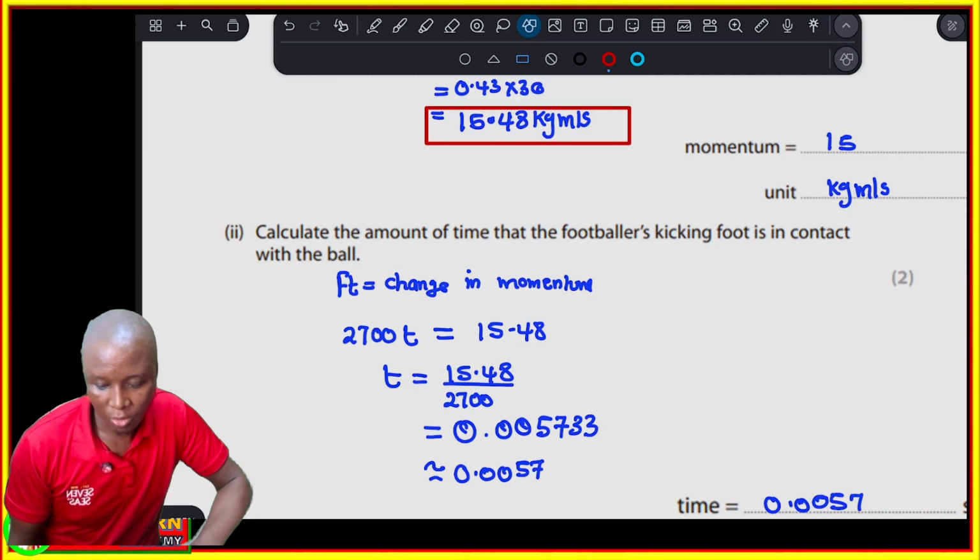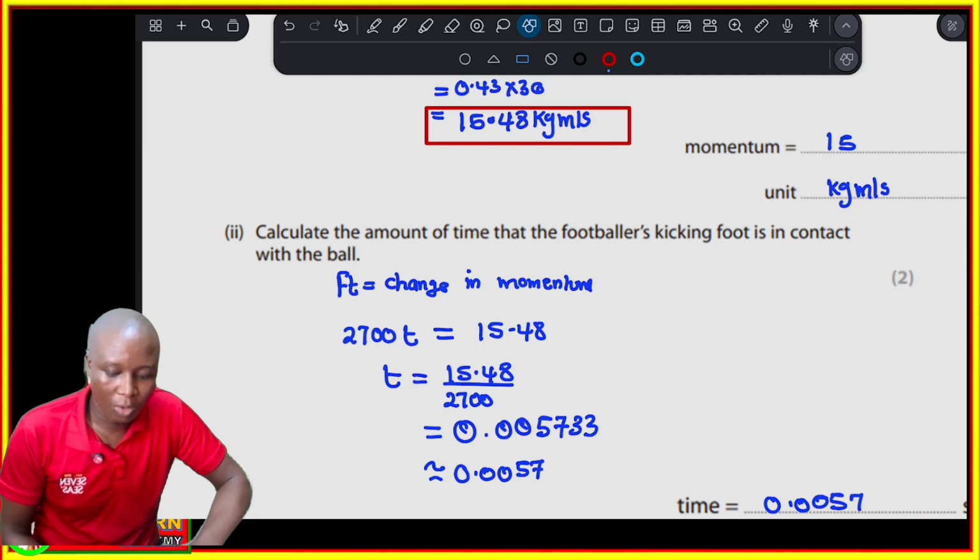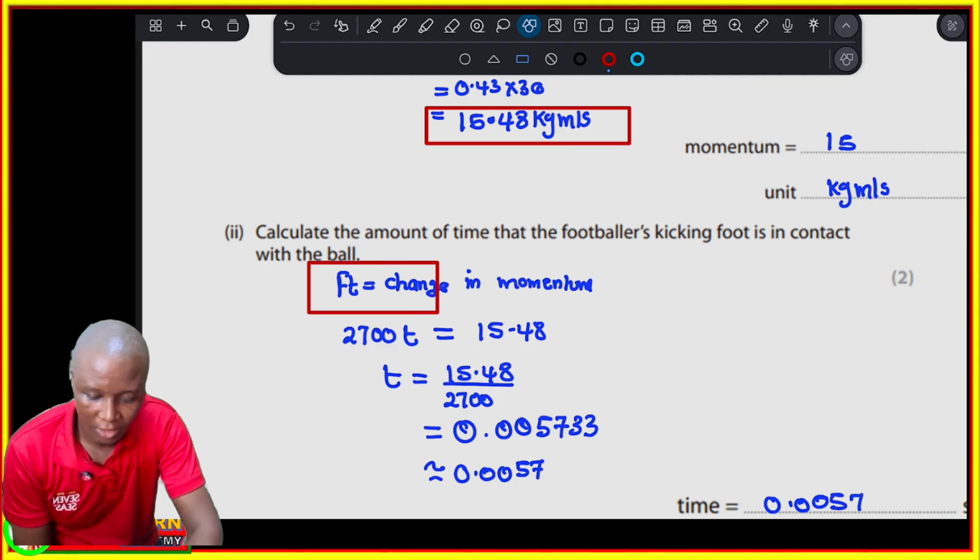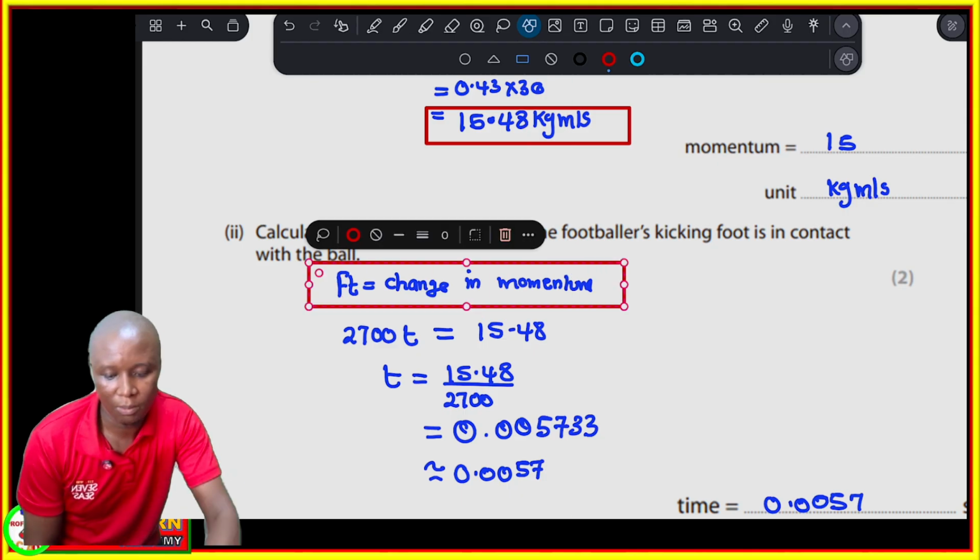Now calculate the amount of time that the footballer kicked. So you need to remember that impulse is equal to change in momentum.